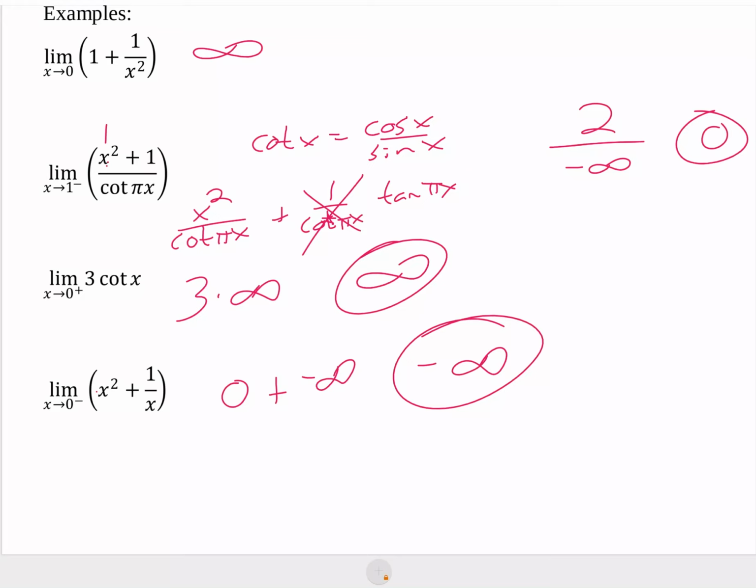It's really just logic. Make sense? Yeah. Kind of? Okay, that's it for the section.